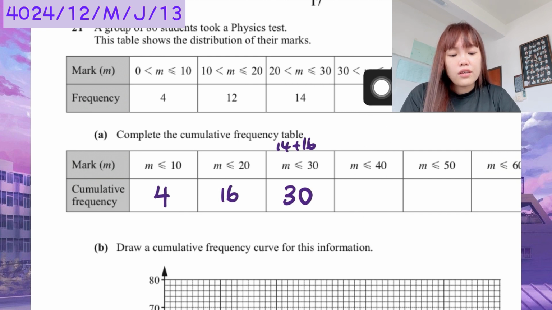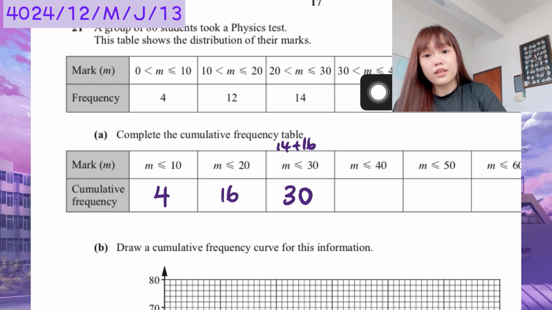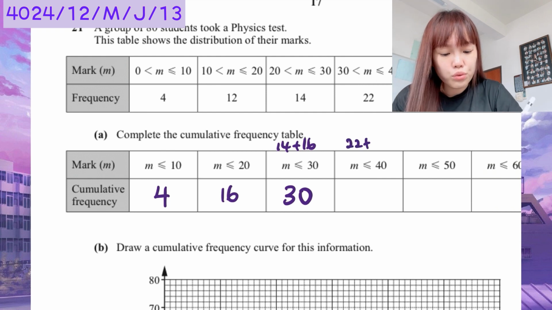Less than 40 is 22 plus with 30, because 30 is everything here. So you plus with the 22. So it's 52.